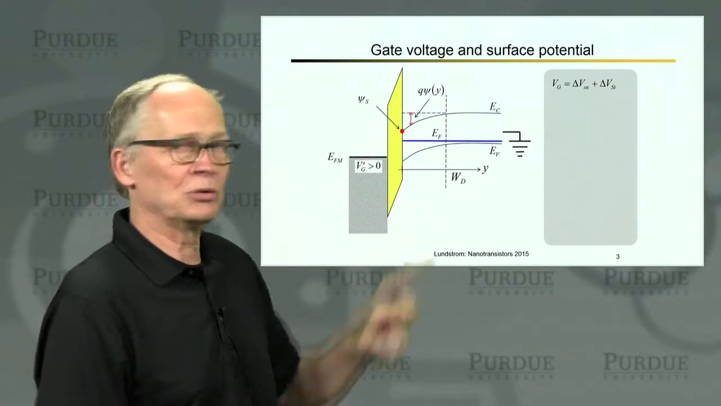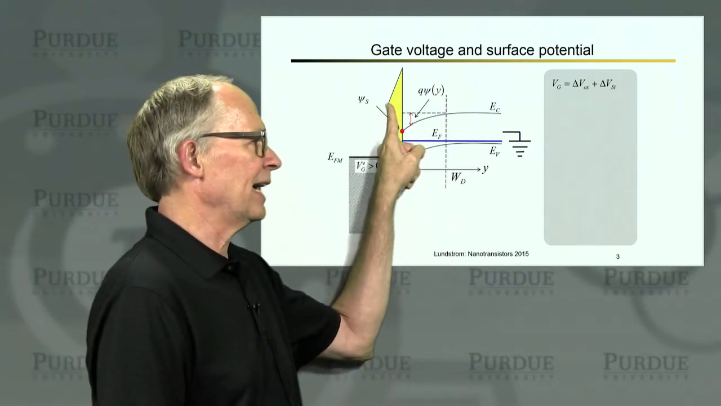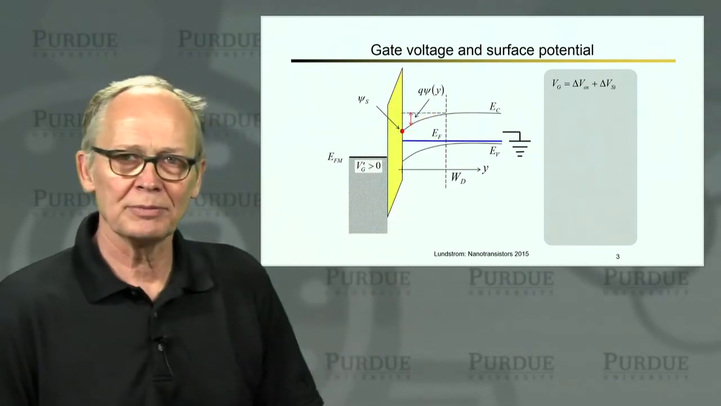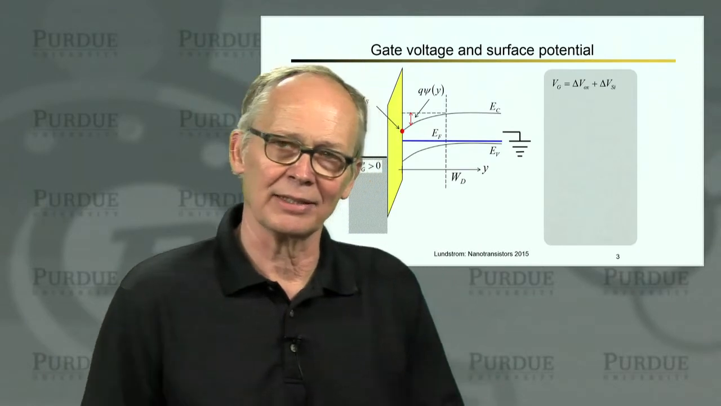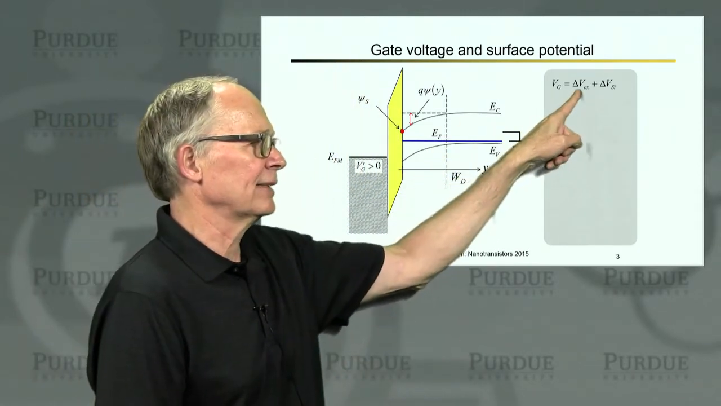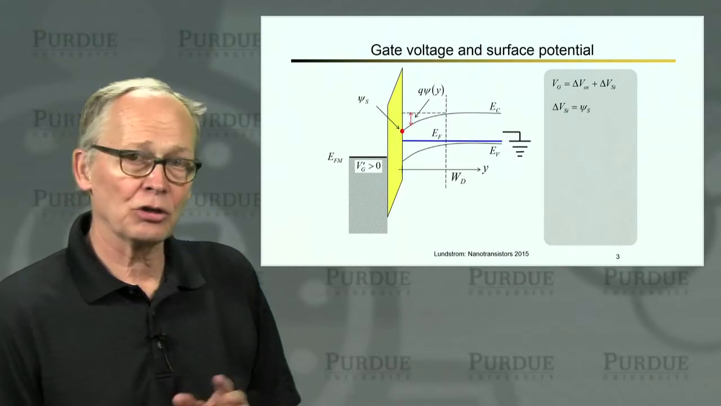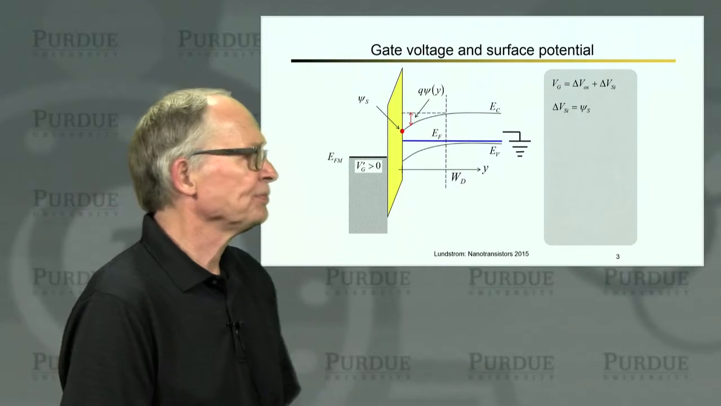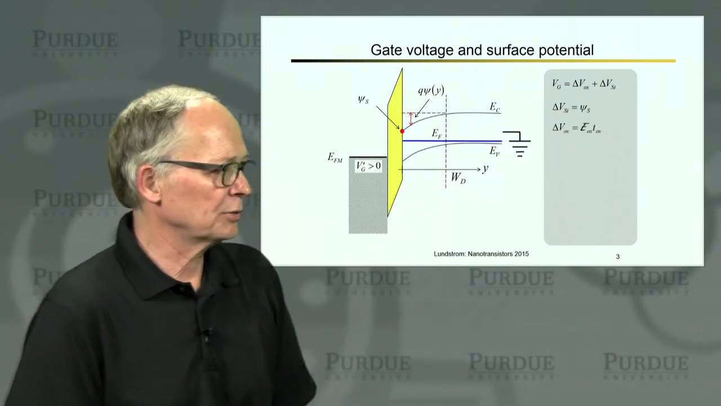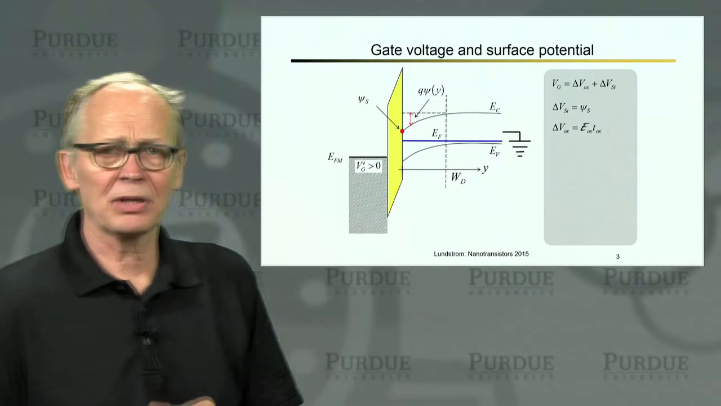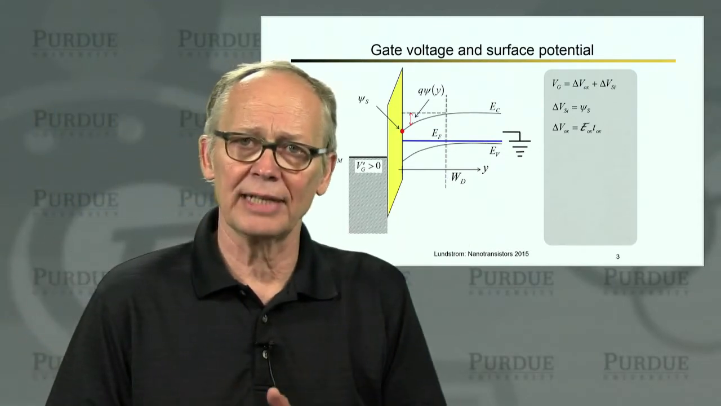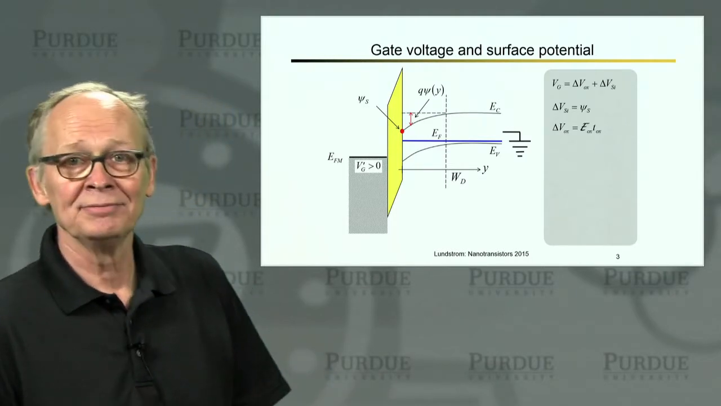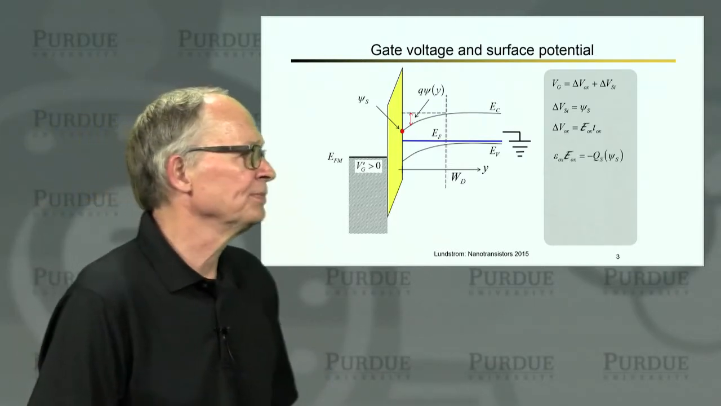But there is also a volt drop across the oxide. You can see that because the conduction band at the top surface of the oxide is lower than at the bottom surface down by the semiconductor. So there is a volt drop across the oxide as well. So Kirchhoff's voltage law says we add those two voltage drops up, and that gives us the gate voltage. The volt drop across the semiconductor is the surface potential. The volt drop across the oxide is just the electric field times the thickness of the oxide. Okay? Electric field has units of volts per centimeter. Thickness times centimeters, we get volts.